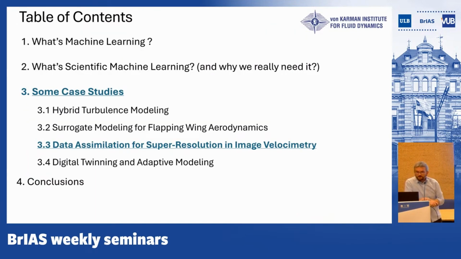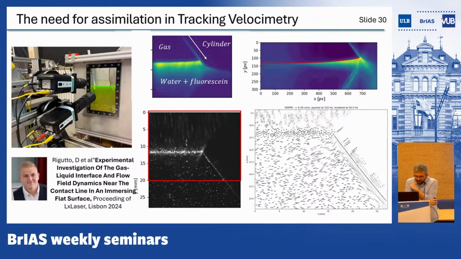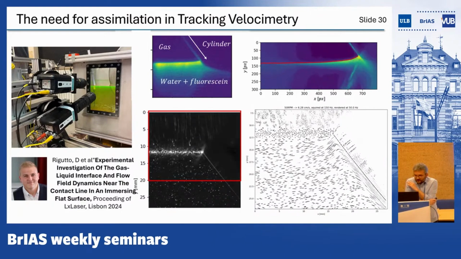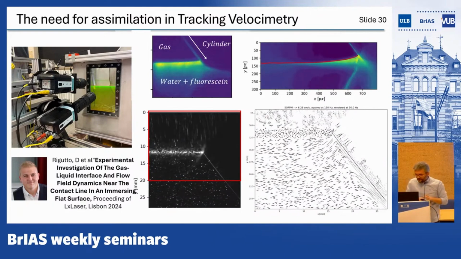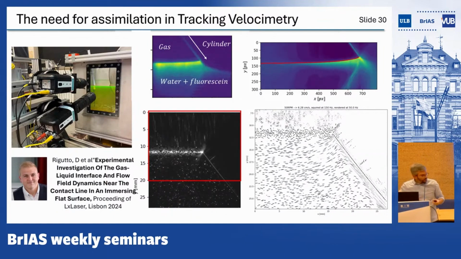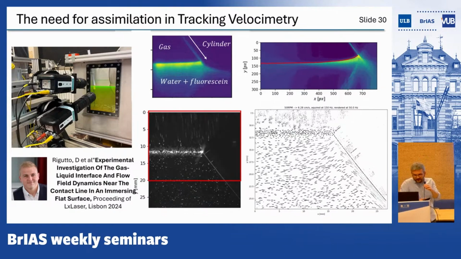Example 3, now we go back to the lab. So experimental fluid mechanics, and in particular image velocimetry. This was a project for galvanizing lines. So imagine that you have a plate. Okay, so I'm showing you some image velocimetry data obtained in the lab.